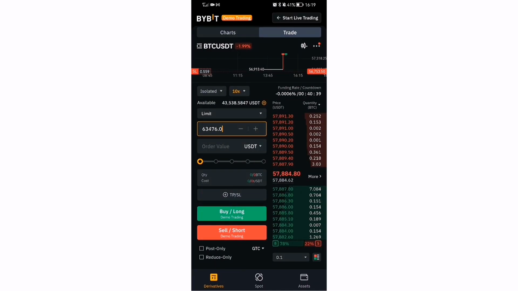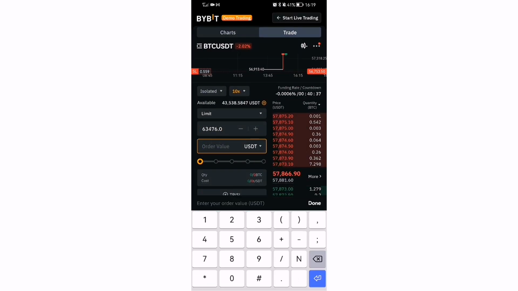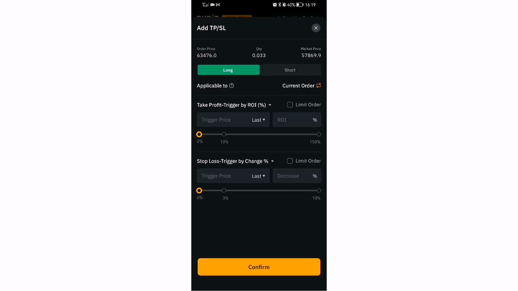Now we are going to be inputting this figure into our Bybit. So after entering our entry price, our order value now is that number that we just calculated. So we'll just input it in there.